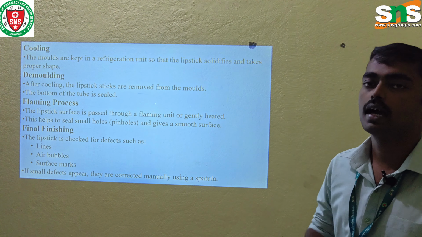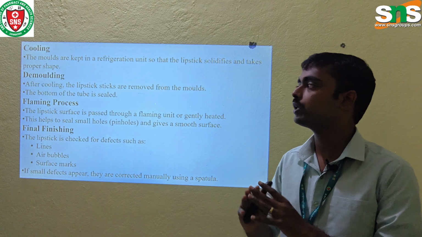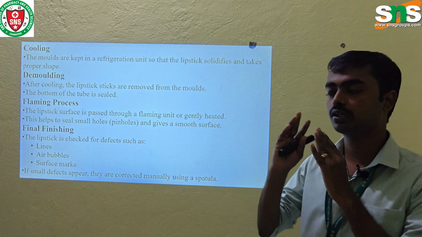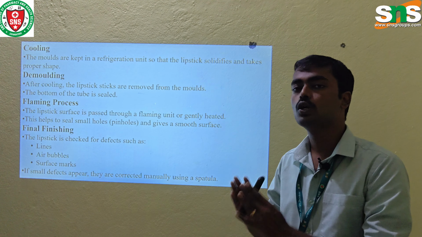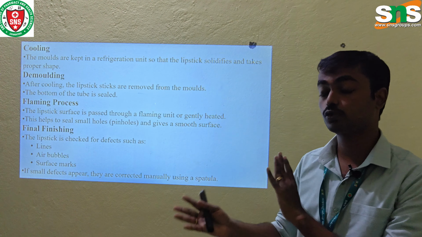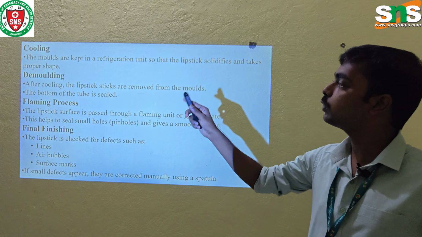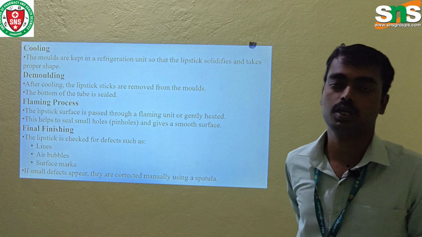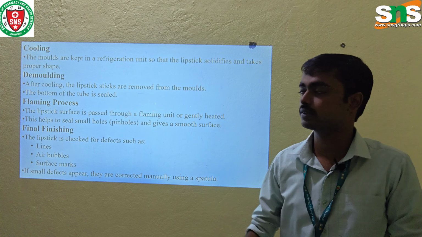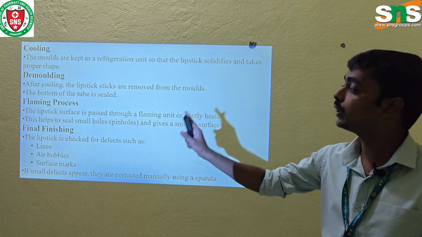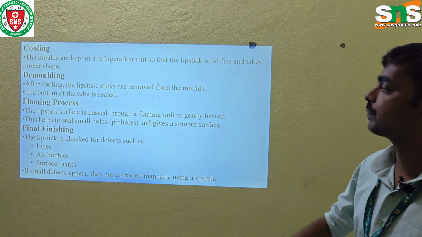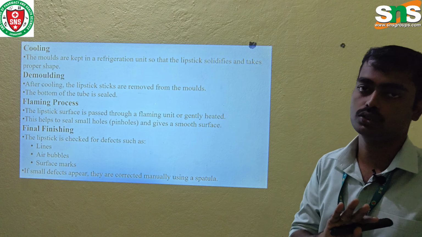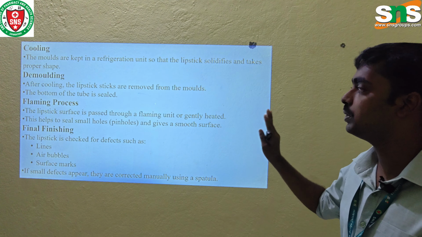Next is cooling, an important step in the molding process. In the cooling process, the molds are kept in a refrigerator unit so the lipstick solidifies and takes the proper shape. Then demolding: after cooling, the lipstick is removed from the mold, which is known as demolding. The bottom of the tube is sealed.